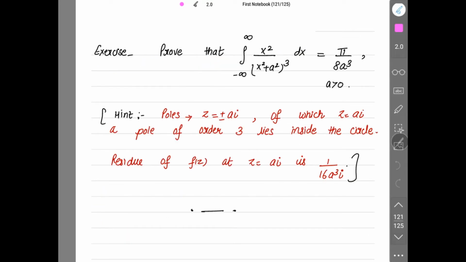Now there is an exercise for you. You have to prove that the given integration, x square over (x square plus a square) whole cube dx, is equal to pi over 8a cube, where a is positive. Everything is the same, even the function is the same, only there is a difference in the power. Here the power is 3. That means when you find your poles, z equal to plus minus a iota, these poles are of order 3, of which z equal to a iota lies inside the circle. Then calculate the residue and apply the Cauchy residue theorem and you will get your desired result.